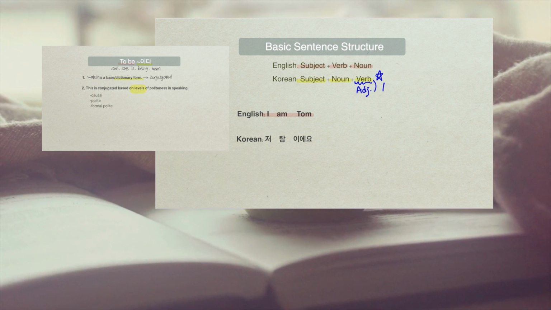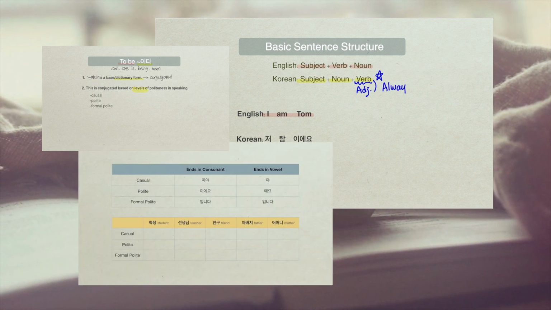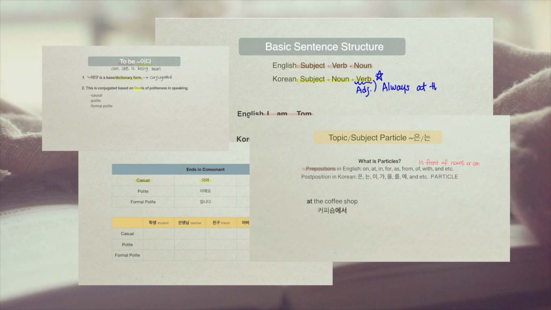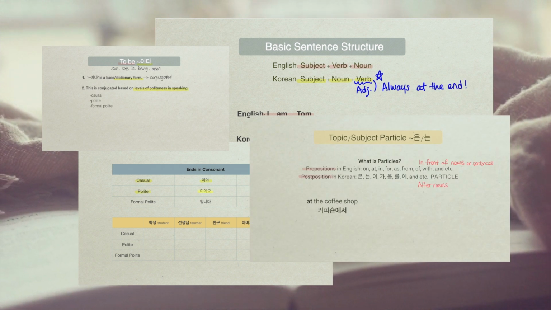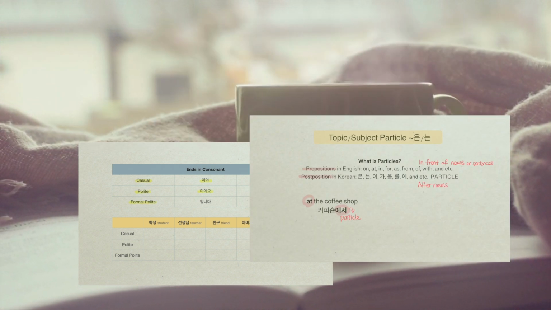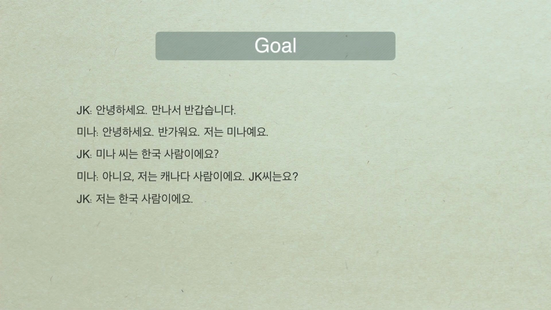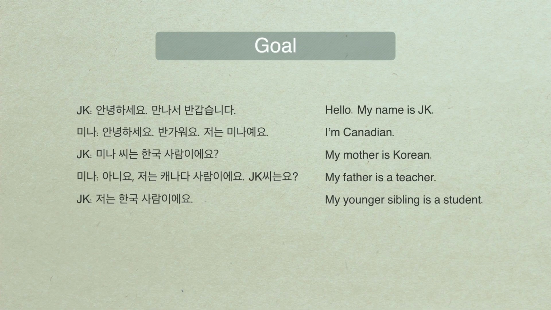Last video we studied basic Korean sentence structure and to be 이다 in Korean as an ending of a sentence with different levels of politeness. And today we're gonna study Korean subject particles. At the end of this video, you'll be able to have this conversation and introduce yourself and others.